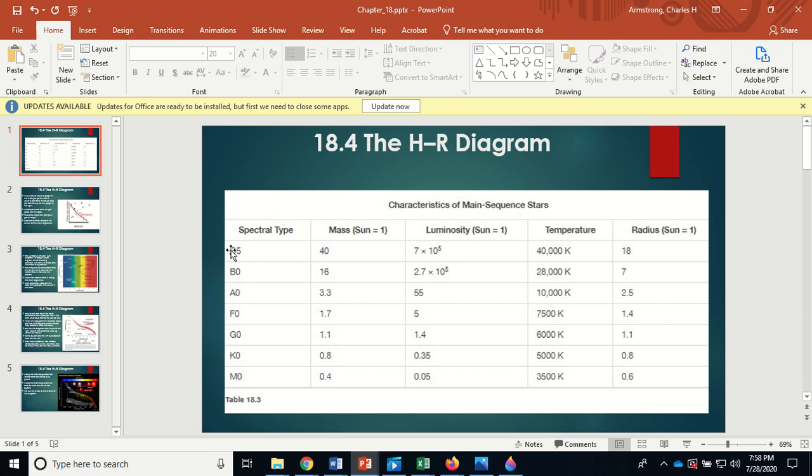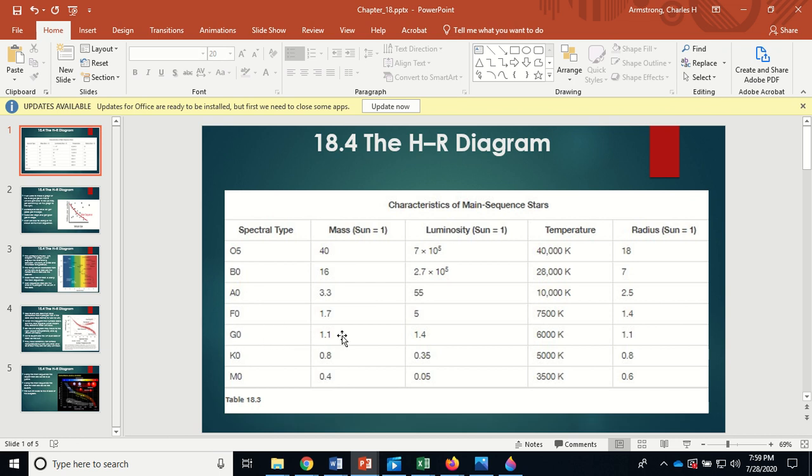Let's just concentrate on the O stars. They are the hottest. They are the most luminous. Then B, and it goes right down to M. M stars are the coolest, and look at that luminosity, very small. We go from 7 times 10 to the 5th, it looks like, down to 0.05. The sun's a G star. I think it's actually a G6. We've got a G0 star here.